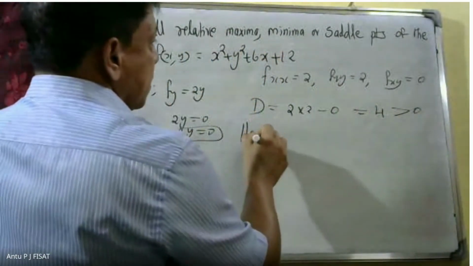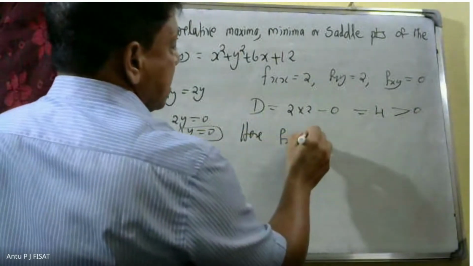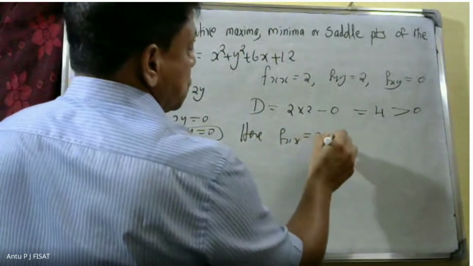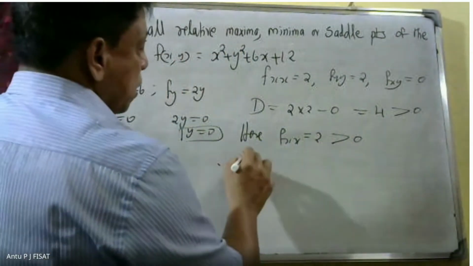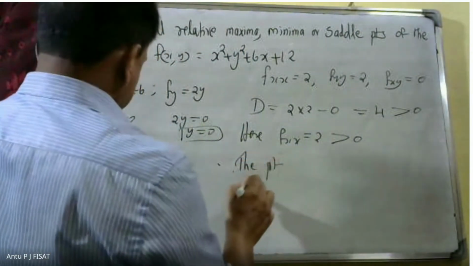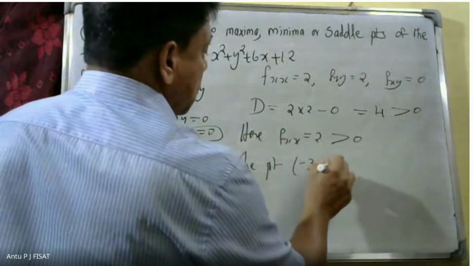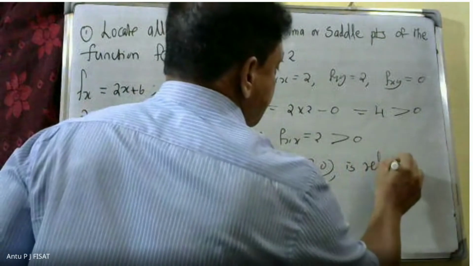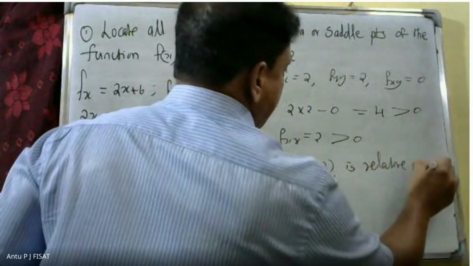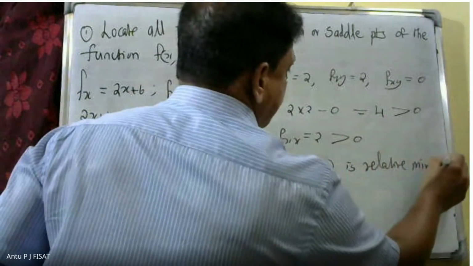Here, fxx is equal to 2, that is greater than 0. Therefore, the point minus 3, 0 is a relative minimum.